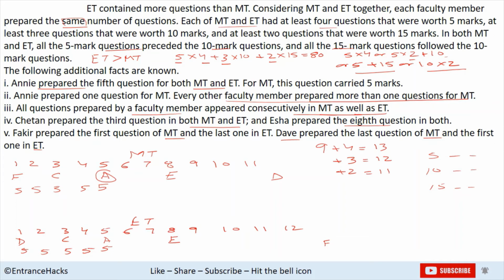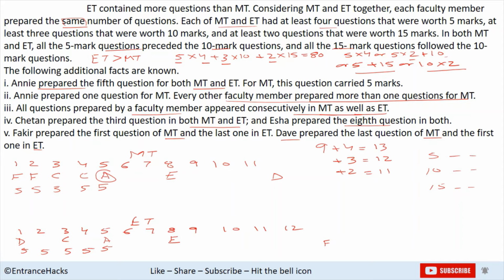Now, since everyone has prepared more than 2 questions, Fakir has more than 1 question, so Fakir has prepared question number 1 and 2. Then Chetan also has prepared more than 1 question, and these questions are appearing consecutively. And we also know that all the faculty members have prepared the same number of questions, right?